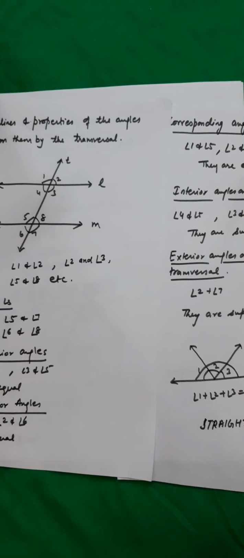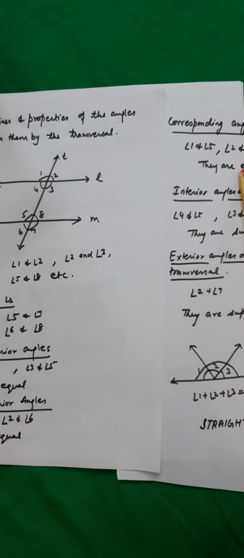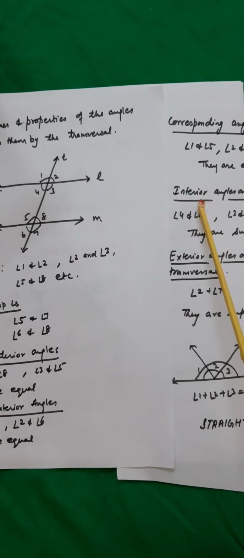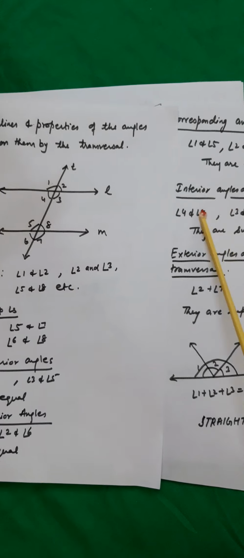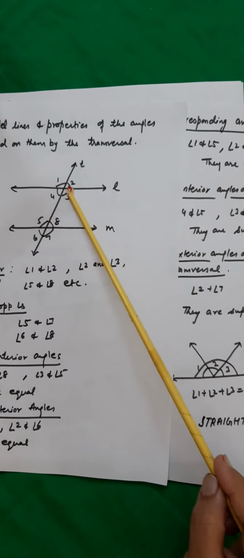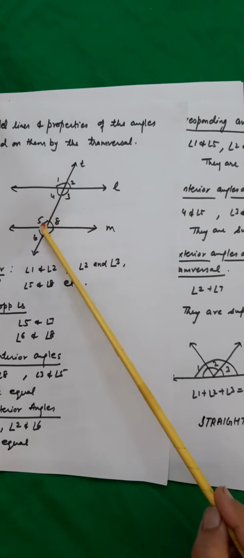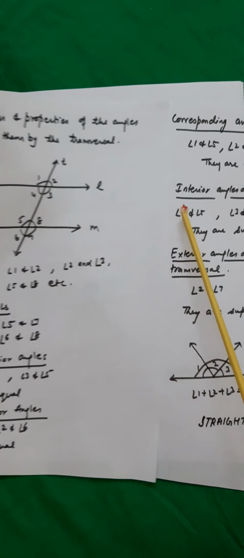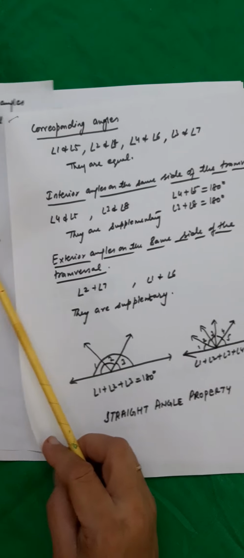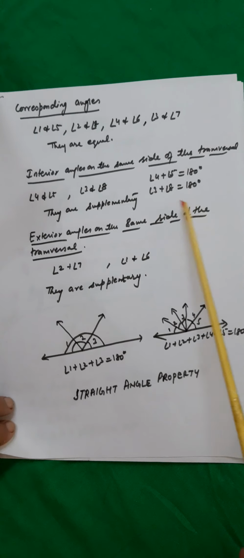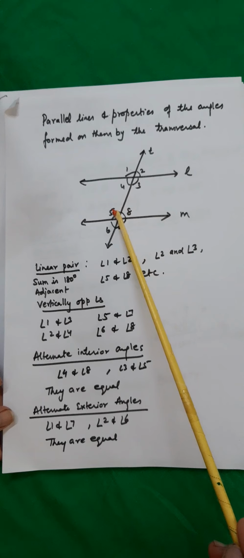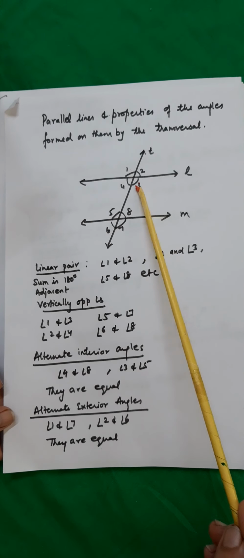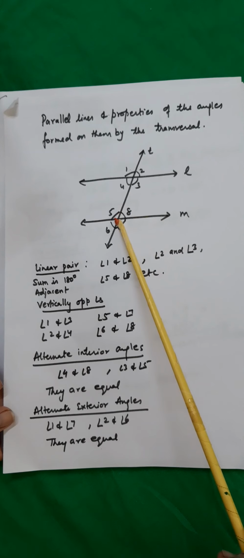What is the property of the corresponding angles? The property is that they are equal. Then we have interior angles on the same side of the transversal. Which are those interior angles on the same side of the transversal? As the name suggests, angle 3 and angle 8, angle 4 and angle 5. What are their properties? Their properties are that they are supplementary. Here just have a look. Angle 4 and angle 5, they are interior opposite angles. Their sum is 180. Angle 3 and angle 8, their sum is also 180.